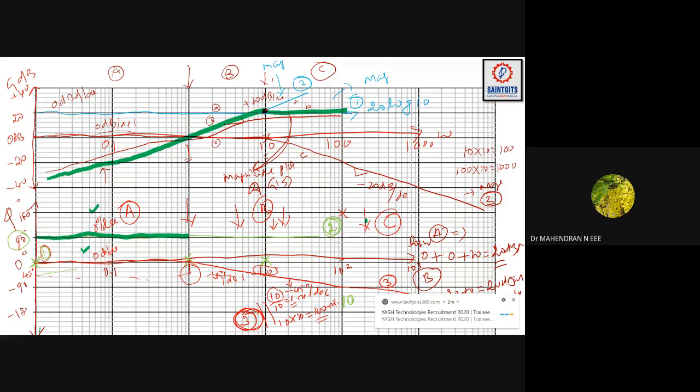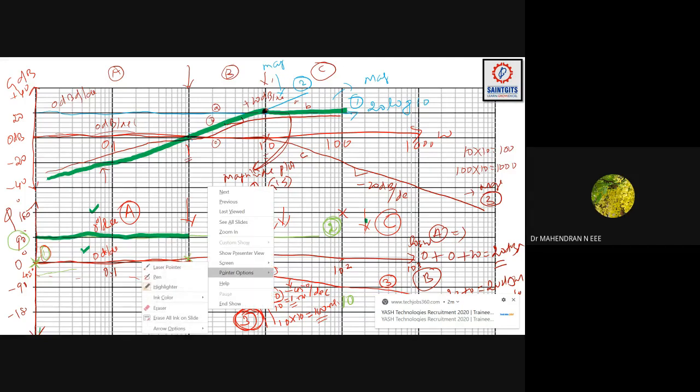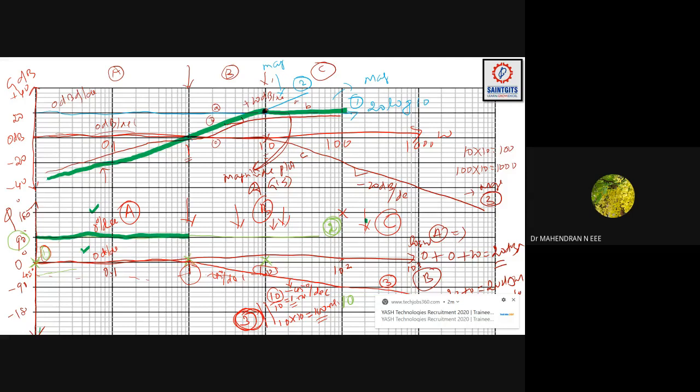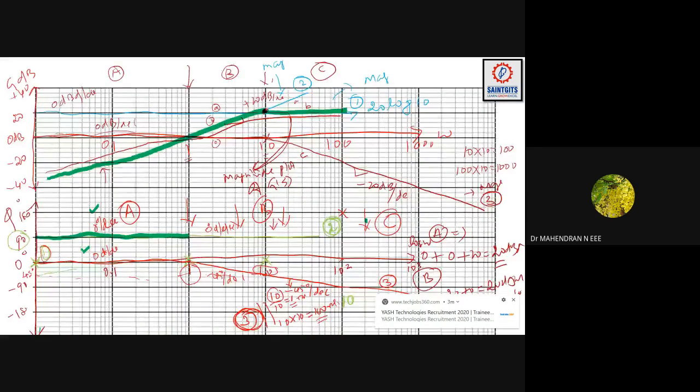Right. And next is portion B. So there is a change in the slope here. You see that, and here it is 0 degree per decade. Right? And here this is minus 45 degree per decade. Am I right? Okay, so what will happen?